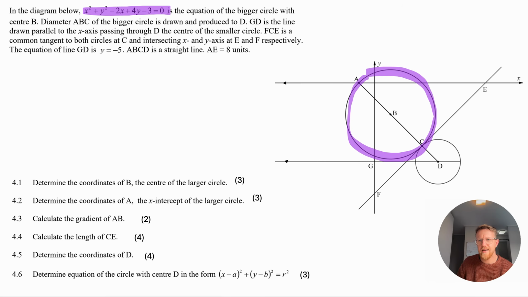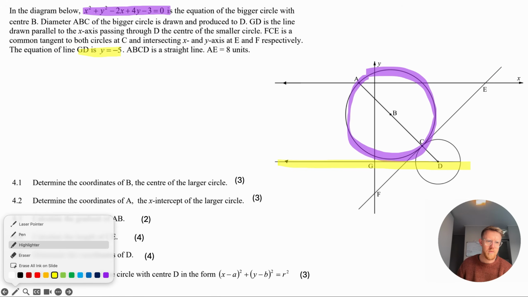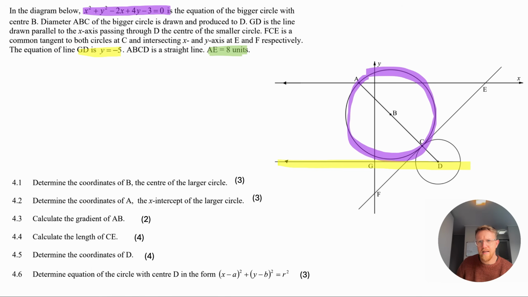FCE is a common tangent, so FCE. Okay, so here we have a tangent. Okay, so that's a tangent to both circles. Intersecting the equation of the line GD is y equals minus 5. Okay, so GD is y equals minus 5. Okay, got it. And then ABCD is a straight line, and AE is 8 units. AE is 8 units. Okay, so this length here is 8 units. Or let's rather just say that AE is 8.